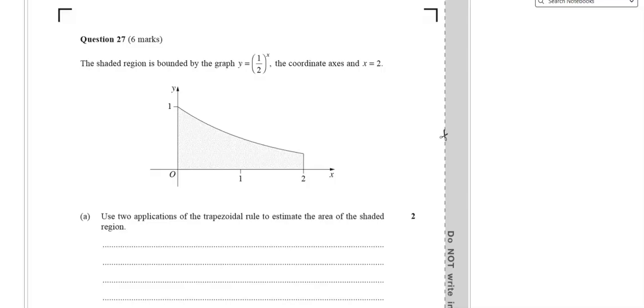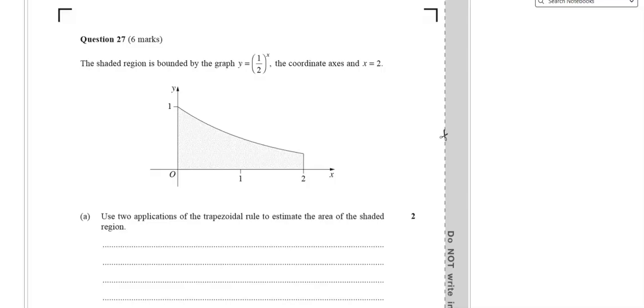Question 27. The shaded region is bounded by the graph y equals a half to the x, the coordinate axes, and x equals 2. Part A. Use two applications of the trapezoidal rule to estimate the area of the shaded region. Pause here to try yourself.